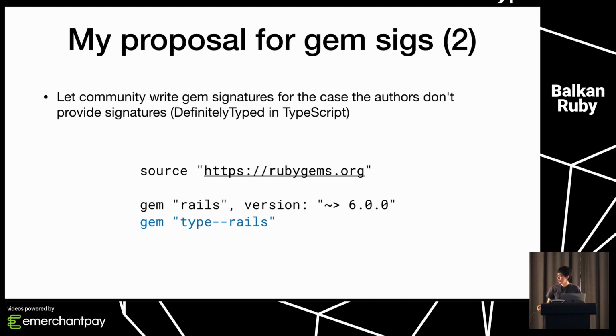This is an example. Maybe your Gemfile would look something like this. You have a dependency on Rails, version 6, and the types gem would be something like type-rails. A good thing about using RubyGems or Bundler is that they have sophisticated versioning constraints and a resolving mechanism, so it's easy to detect the right version of the type definition we want to use.